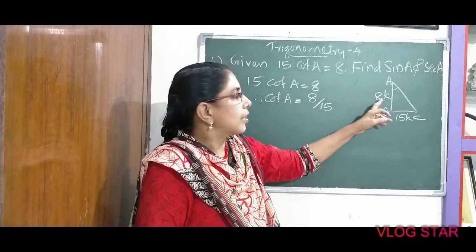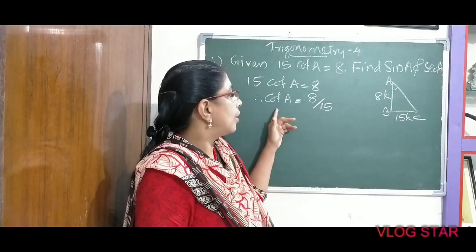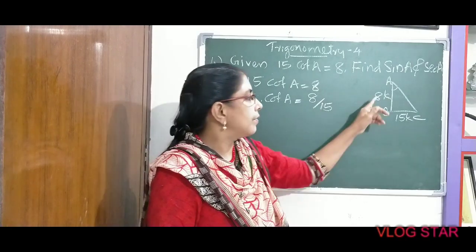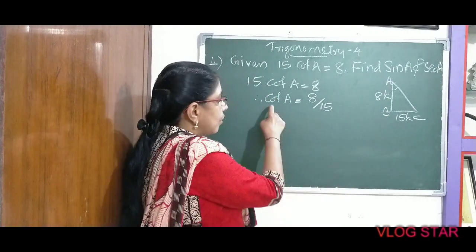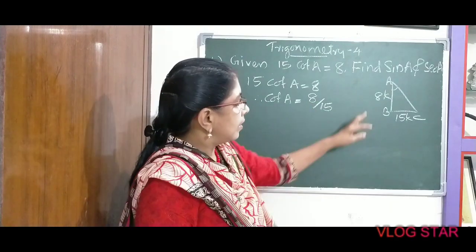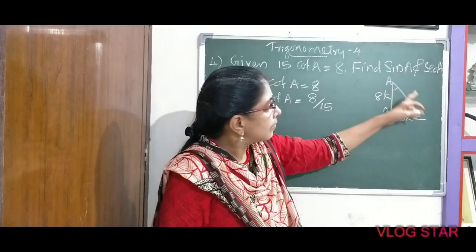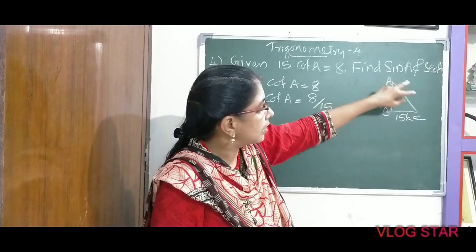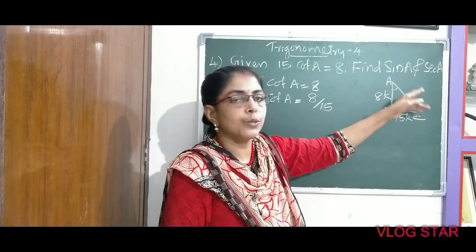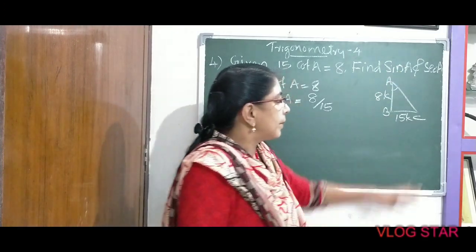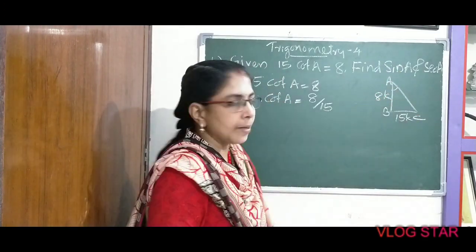Why are we adding this K? Because cot A is a ratio. That's why we are adding this K with these numbers. Therefore, cot A is equal to 8 upon 15. Next, we have to find sin A. For that, we have to find the hypotenuse first, because we know that the opposite side of angle A upon hypotenuse is sin A. By using the Pythagoras theorem, first find AC.